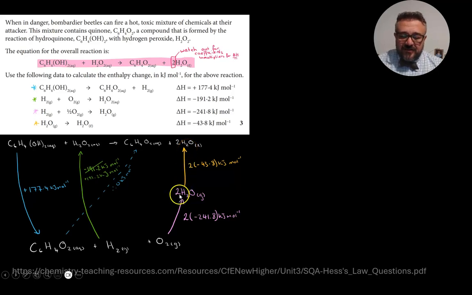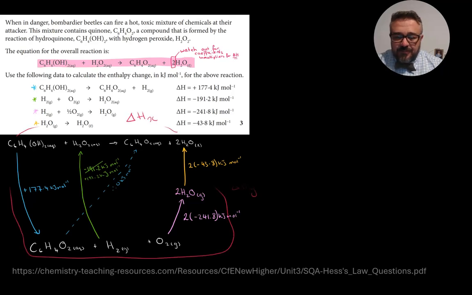Now, again, you notice there's a 2 here, and there's one there, and one there. So we had to double these values. So it becomes 2 times minus 241.8, and 2 times minus 43.8. All right, off we go.